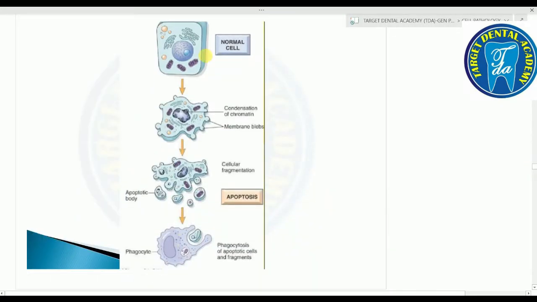See, this is the normal cell. There is a condensation of the chromatin, and there is the formation of membrane blebs, and there is cellular fragmentation. These are the apoptotic bodies. This is known as apoptosis, and this is the phagocyte with the process of phagocytosis of the apoptotic cells and the fragments.